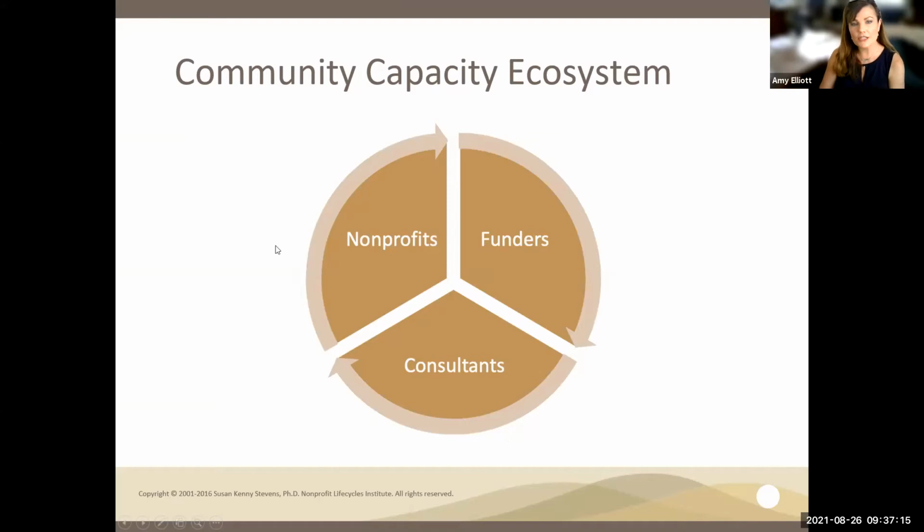And I mentioned the ecosystem earlier. Again, nonprofits, funders, consultants, all with a view to capacity, right? And so a lot of times you'll find people that are focused on programs. And sometimes you find people that are focused on money or on systems, right? And so it's important to be able to recognize in someone else's language what they're focused on so that you can see what the right fit for you is.